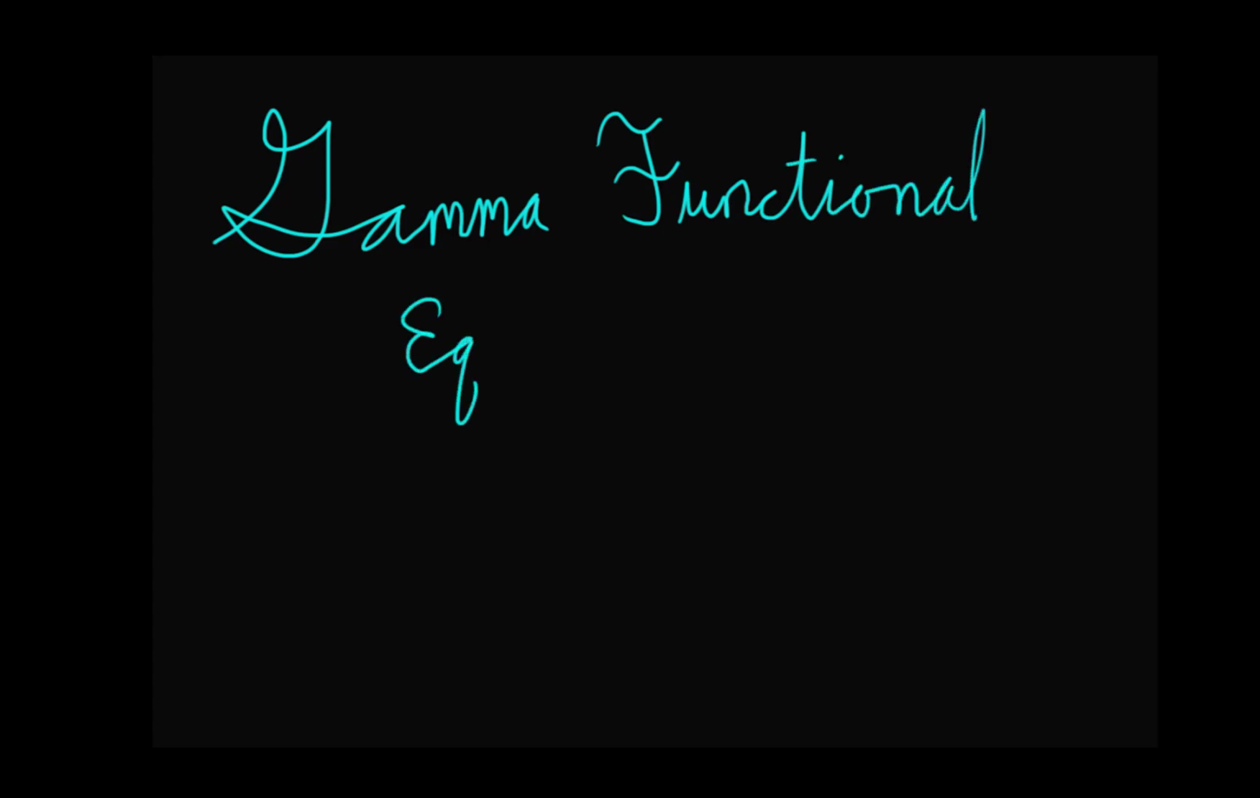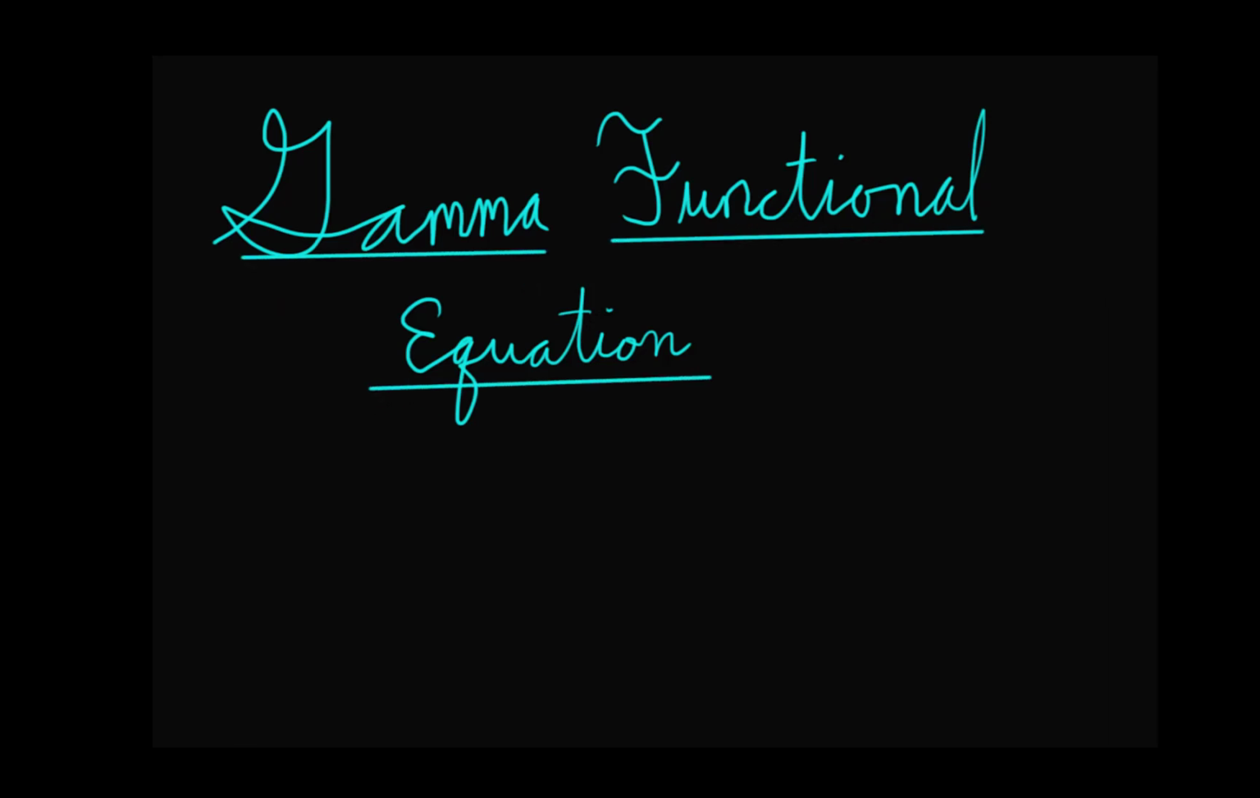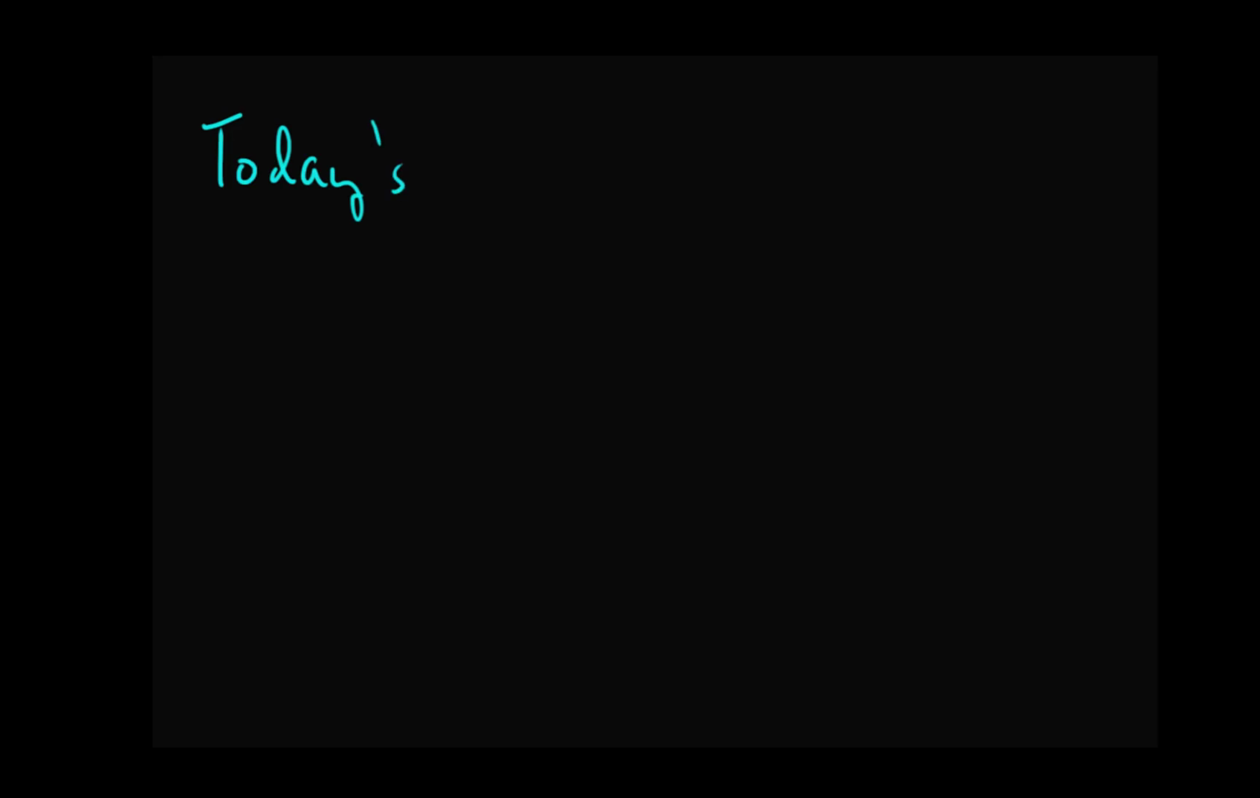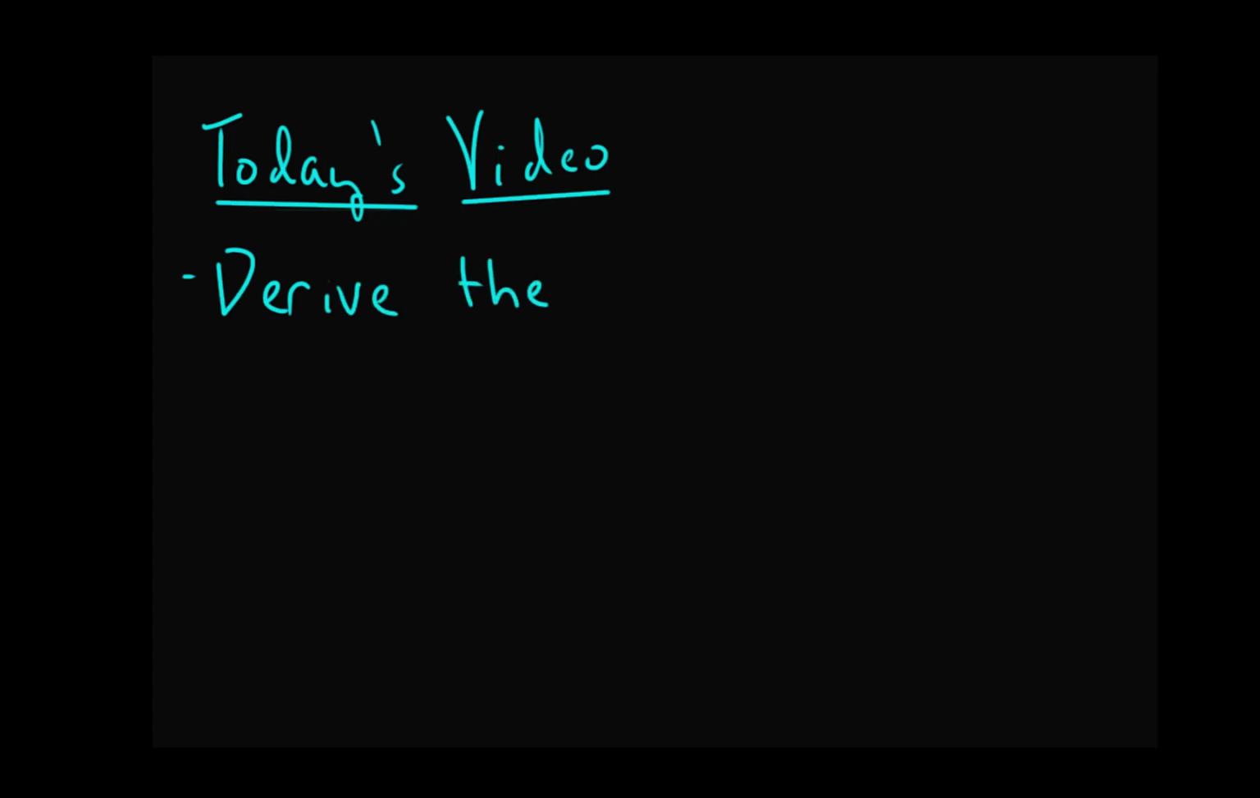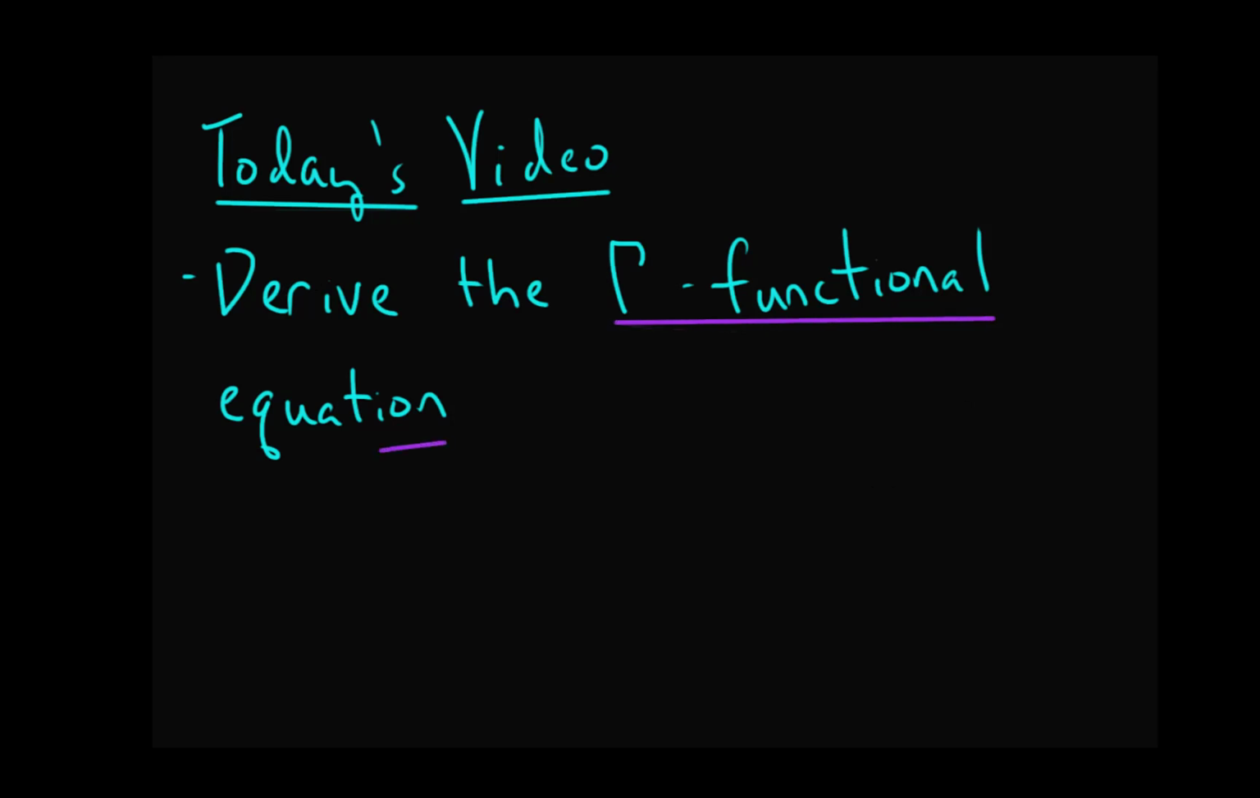So today we're going to talk about what this functional equation is and how to derive it. It's a very important and interesting property of the gamma function. So today's video is going to do the following. We're going to derive the gamma functional equation. And this is the equation that basically shows why the gamma function so perfectly models the behavior of factorials.